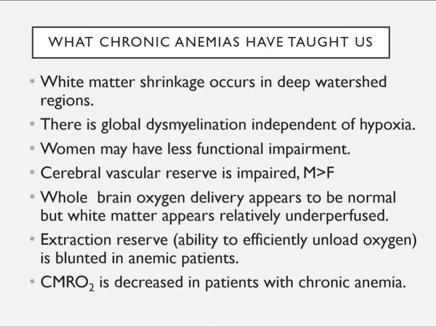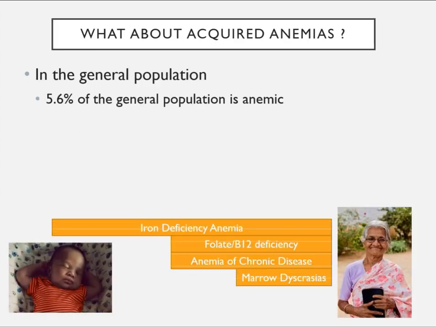So what have the chronic anemias taught us? I'm not going to pound this out in great detail, except that, you know, there is shrinkage, there's dysmyelination, women have lower function. There seems to be a decrease in extraction reserve at high flow.